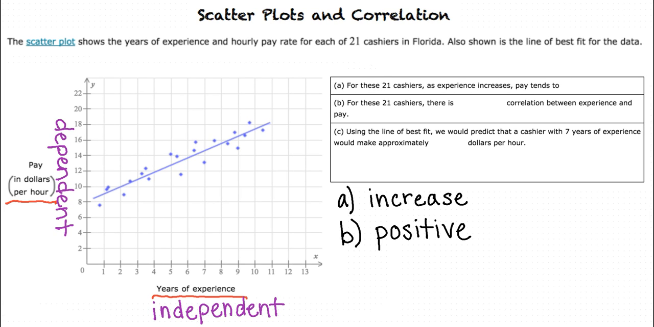The third question mentions a line of best fit, though. What does this mean? A line of best fit is a line that best matches the pattern of the points plotted. You can see this here.